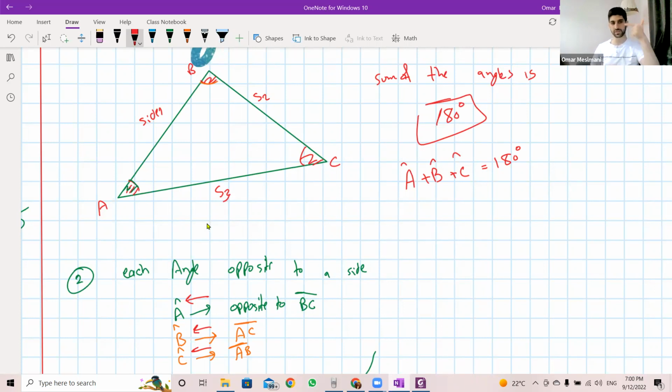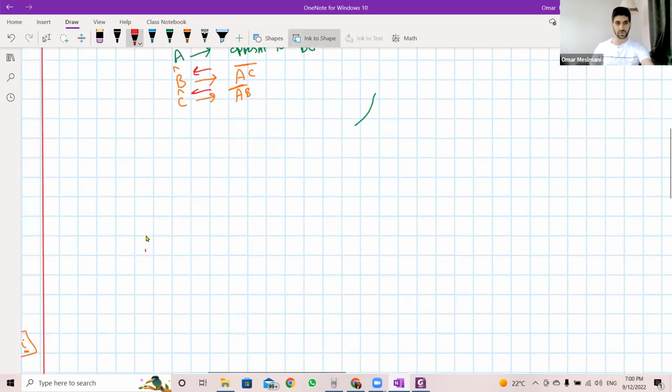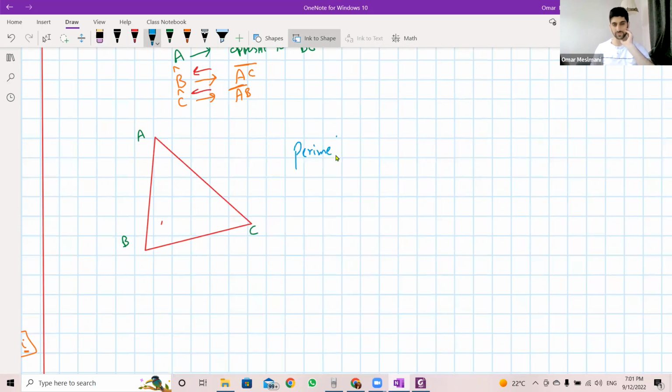First, it's the sum of the angles. Second, each angle is opposite to a side and each side is opposite to an angle. One more time, if you have a triangle ABC, we have something called the perimeter of a triangle. What is the perimeter of any shape, not only a triangle? The perimeter of a triangle or any shape is basically the sum of its sides.